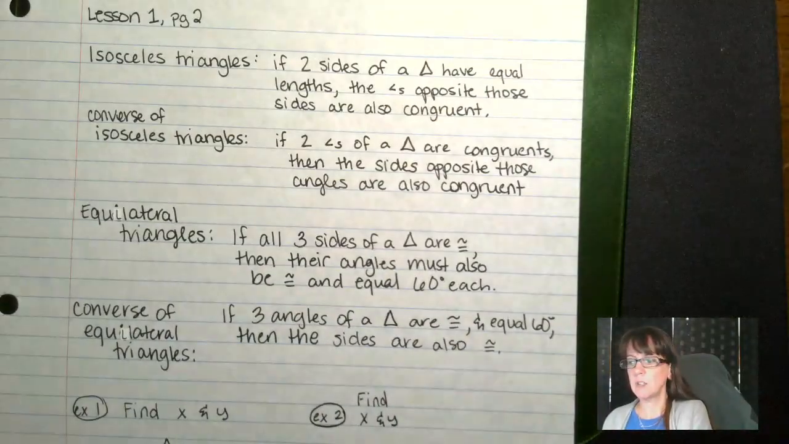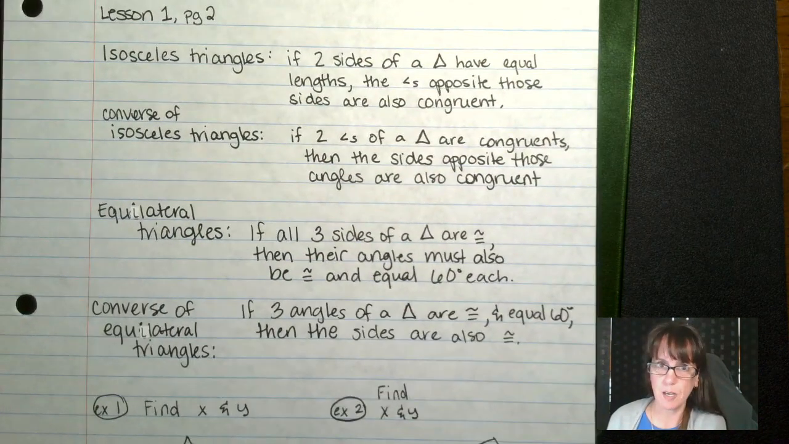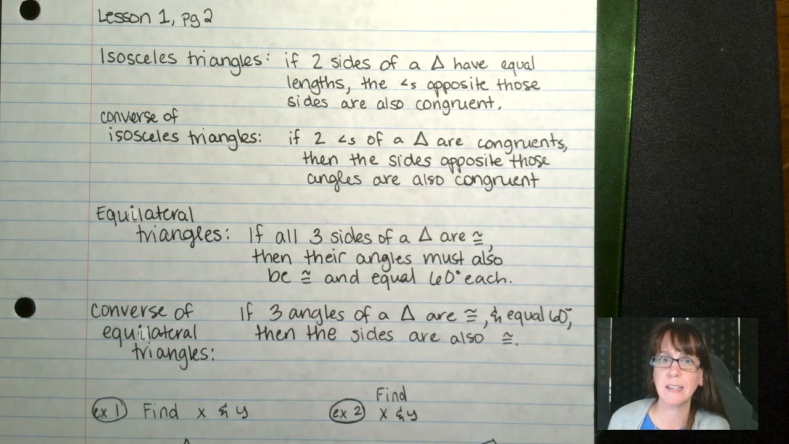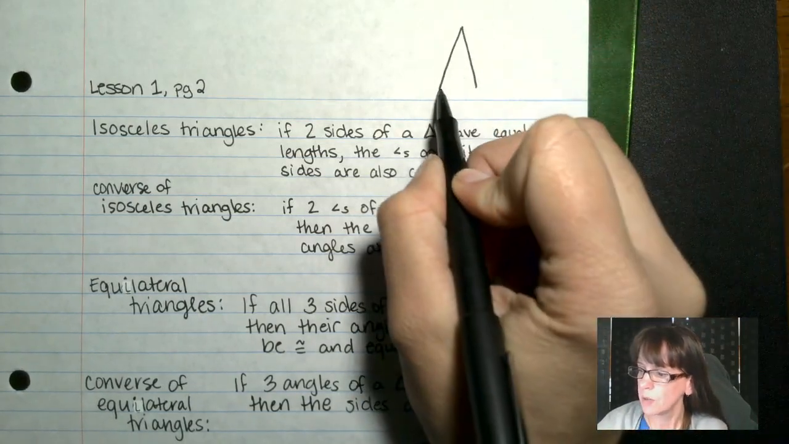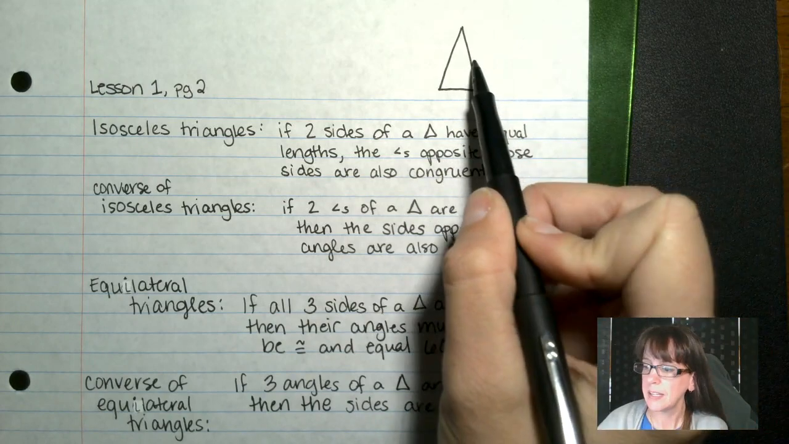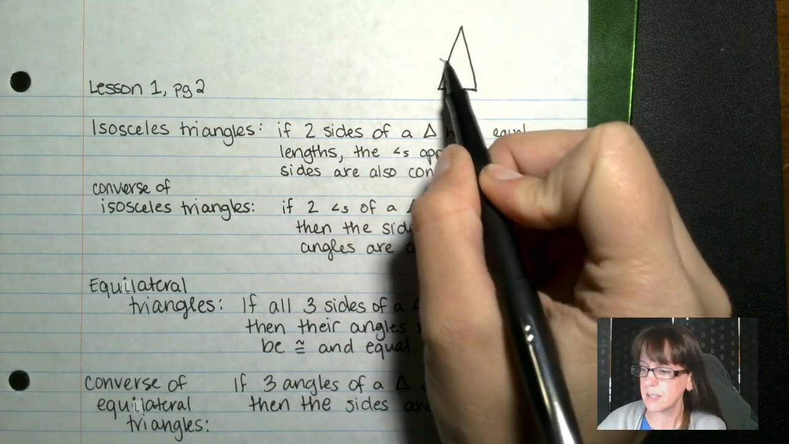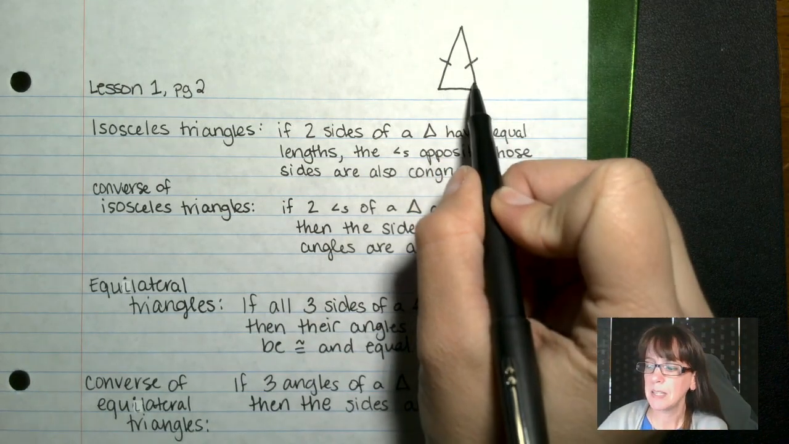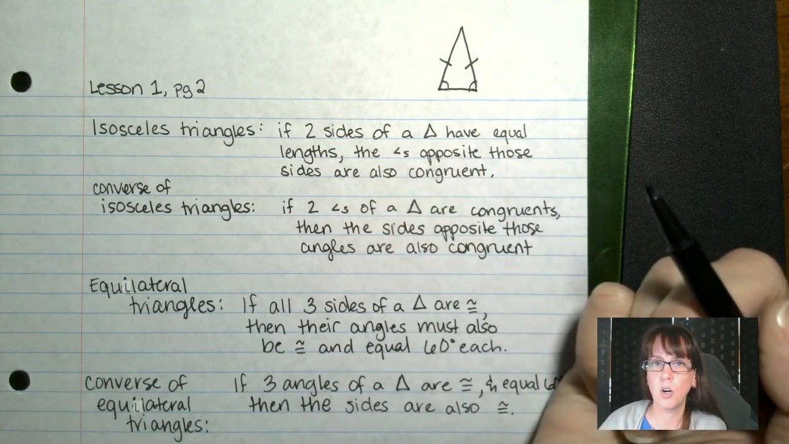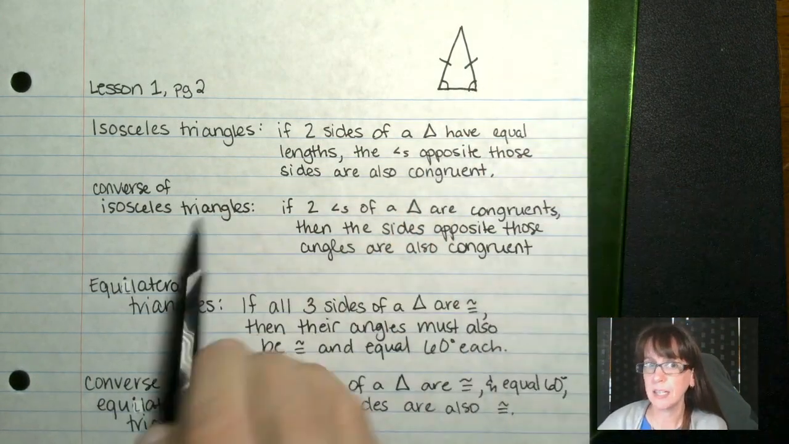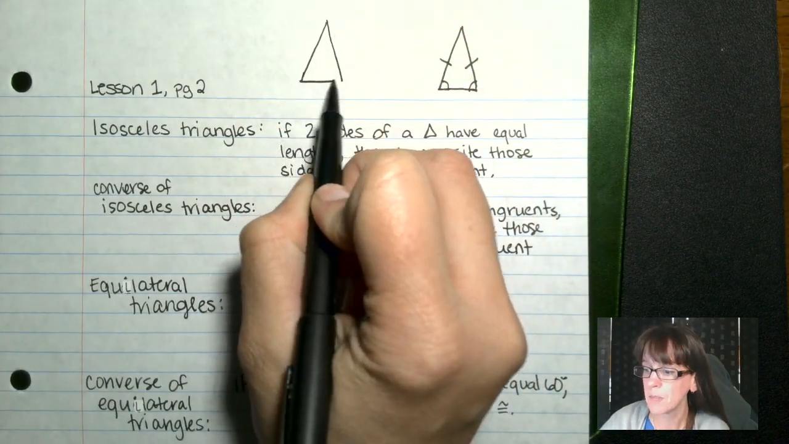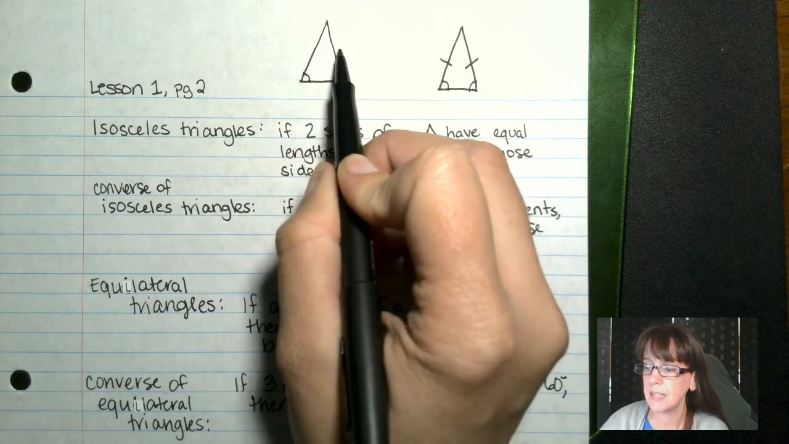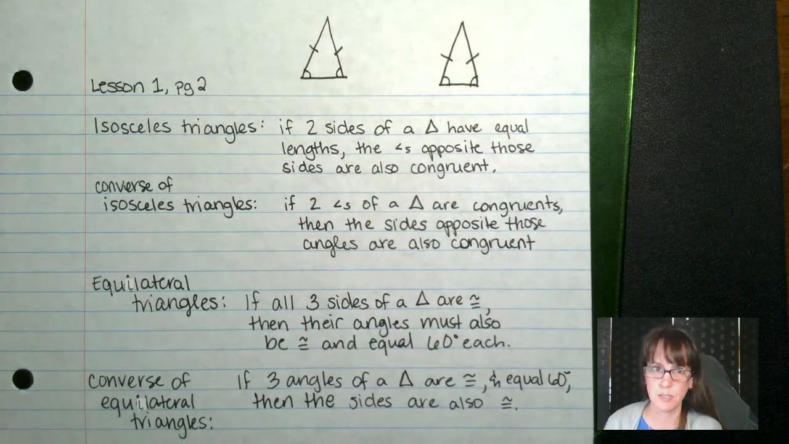We got this guy, isosceles triangles. Here's a good rule. If 2 sides of a triangle have equal lengths, the angles opposite those sides are also congruent. So let's think about that. Let me draw out an isosceles triangle here. So if I tell you, hey, this side is the same as this side, then that means that the angles opposite those sides are also congruent. Conversely, the converse of an isosceles triangle is that if you have 2 angles that are the same, then the sides opposite those are also the same.